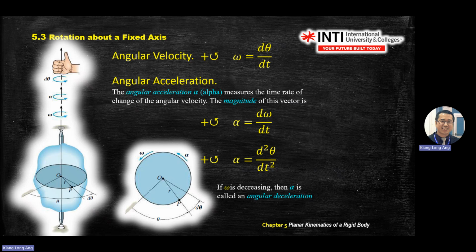So again, it's the same. Here, if your velocity decreases, you have a deceleration. In this case, if your omega or your velocity decreases, your alpha will be decreased. In this case, if your acceleration decreases, we call it deceleration. Okay, deceleration.